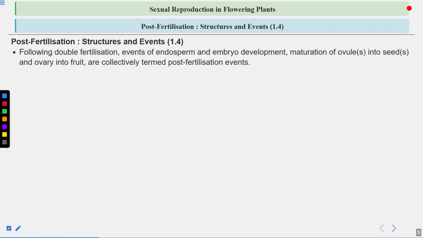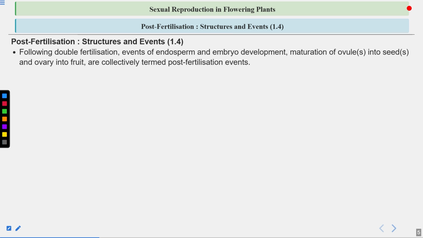So following double fertilization, events of endosperm and embryo development, maturation of the ovules into the seeds and the ovary into fruits are collectively termed as post-fertilization events. So when you see any flower that got fertilized, what are the changes you see externally? What changes do you observe when a flower gets fertilized? Anyone? What type of changes do you see?